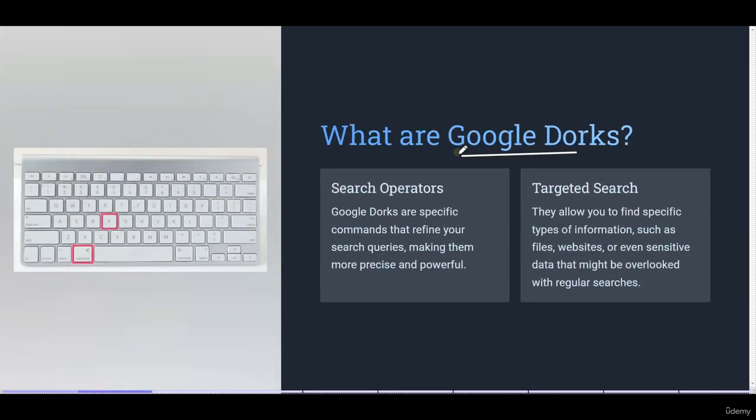Now, what are Google Docs? As you may ask, they are search operators. Google Docs are specific commands that refine your search queries, making them more precise and powerful. We have targeted search. They allow you to find specific types of information such as files, websites, even sensitive data that might be overlooked with regular searches.